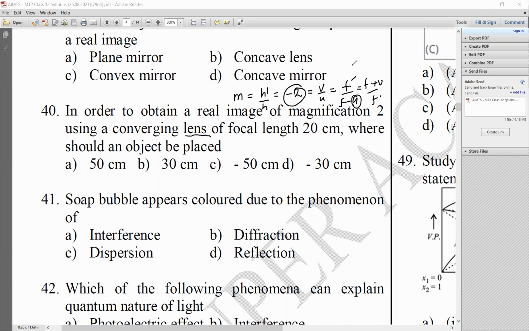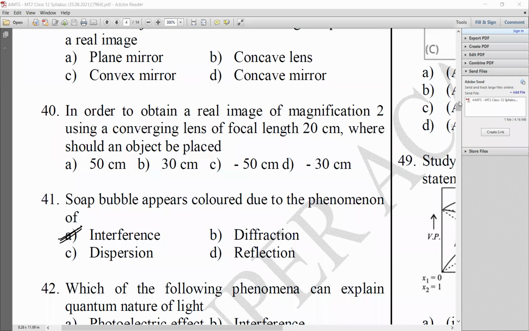Next. A soap bubble appears colored due to the phenomenon of interference. Interference between thin layers of light. That's the reason they are appearing colored.